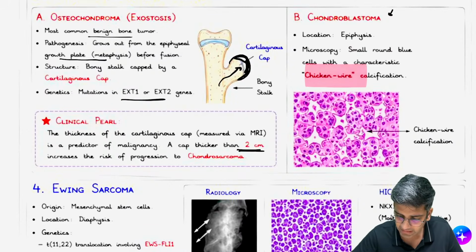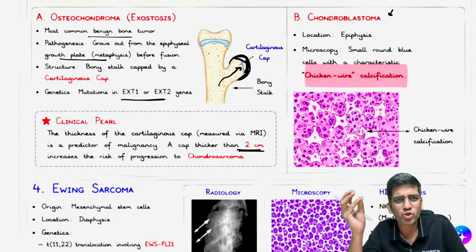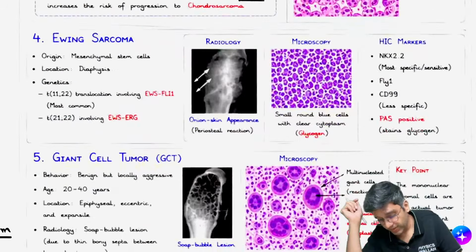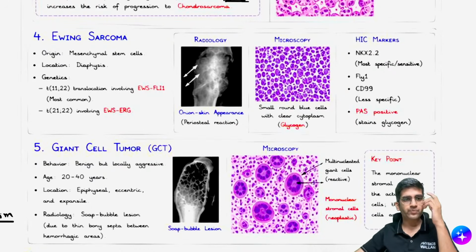It is a classical chicken wire calcification, which can come in a viva or an MCQ, right? Chondroblastoma: small round blue cells with chicken wire calcification is very, very classical, right? Ewing's can come as a short note. GCT can come as a short note. We'll read a little bit in detail, right?